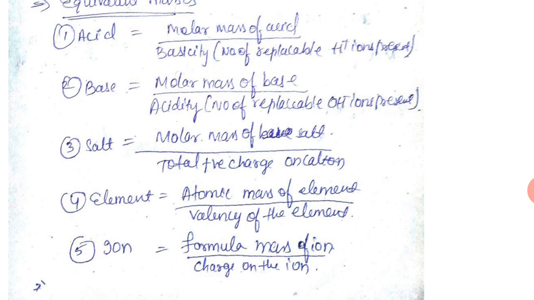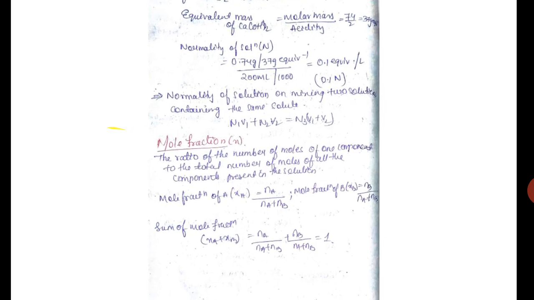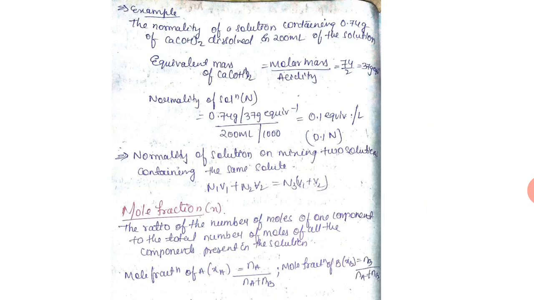Elements: the equivalent mass of an element can be calculated by atomic mass of the element by valency of the element. Ions: formula mass of the ion by charge on the ion. This is the formula. So for example, how to find out the normality of a solution containing 0.74 gram of calcium hydroxide dissolved in 200 ml of solution? So we have the solute, we have the solution, but we do not have the equivalent mass, because for normality we need to know the equivalent mass.